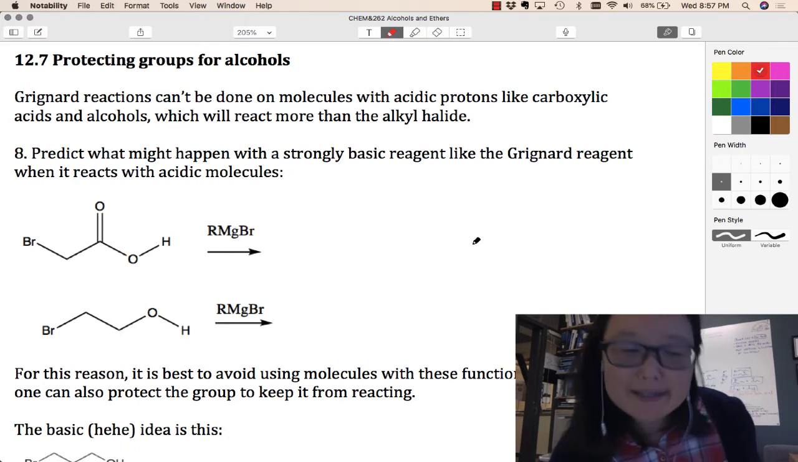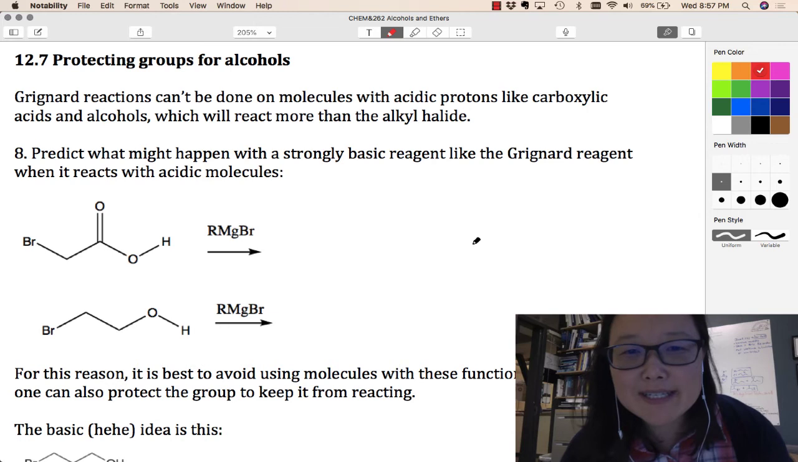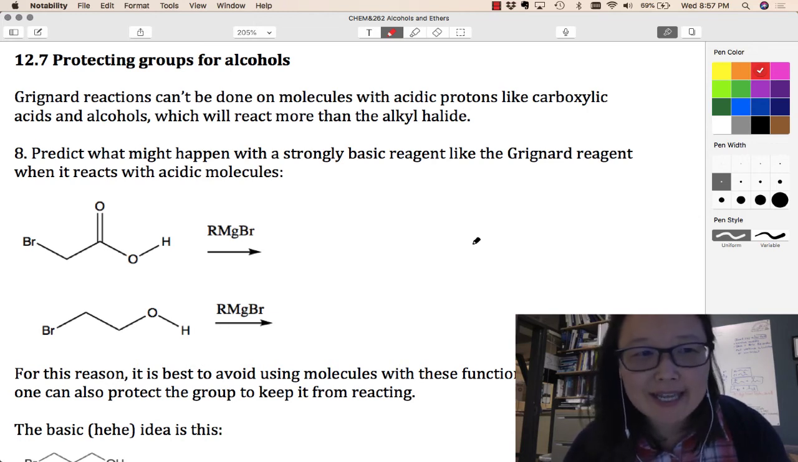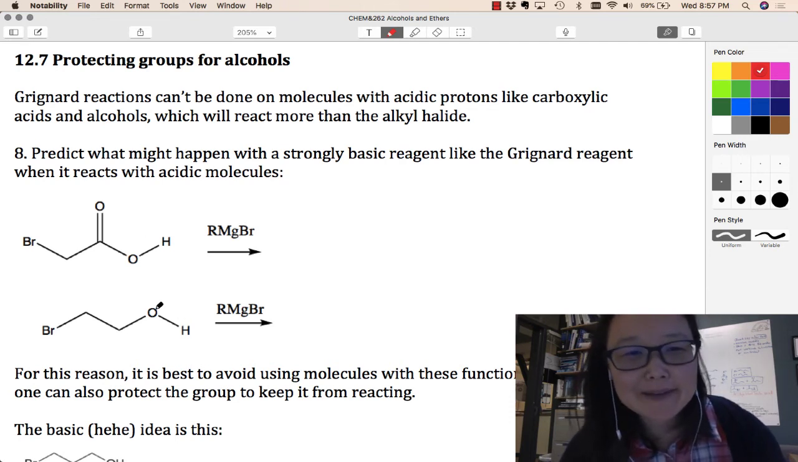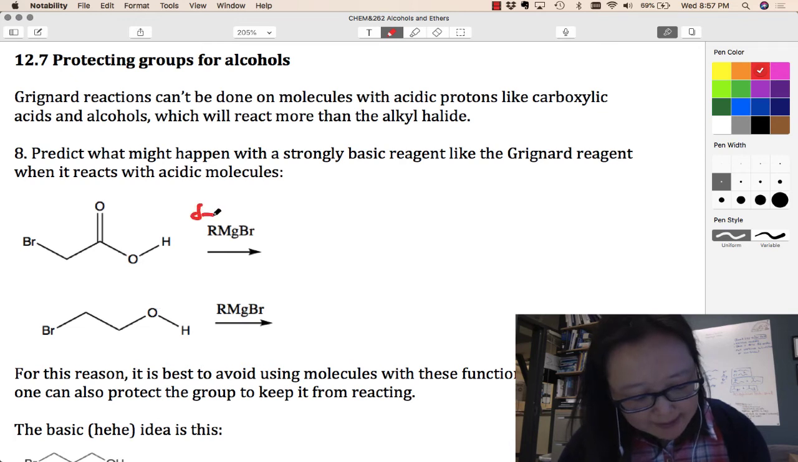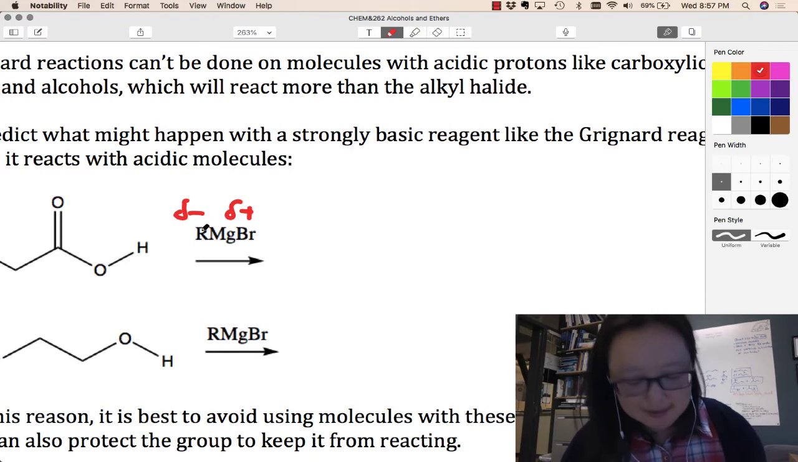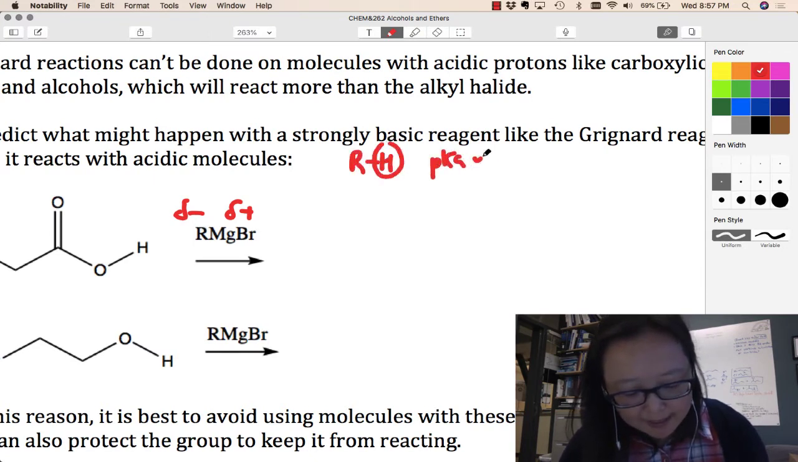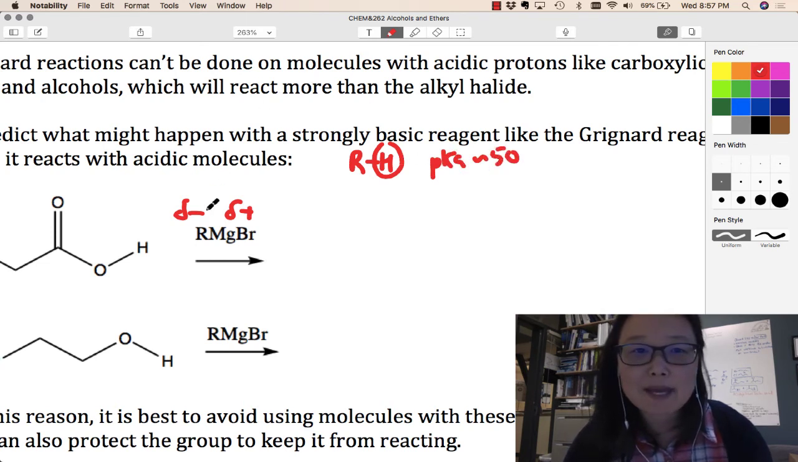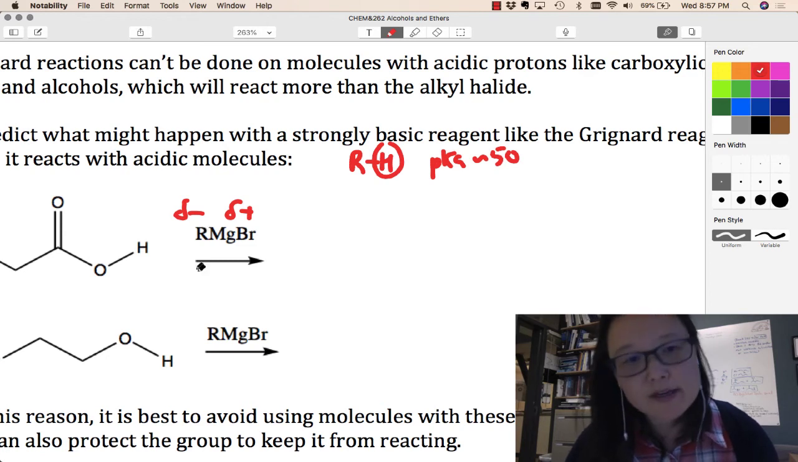It's like a hydride addition or reduction reaction. I have molecules sometimes that aren't compatible with Grignard. Like I said, Grignard is pretty basic. This R group is a very strong base because think back to our alkanes. This alkane pKa is really high, like about 50. This is a very weak acid, which means its base is very strong. So these are conjugate bases of alkanes. They really want an H.